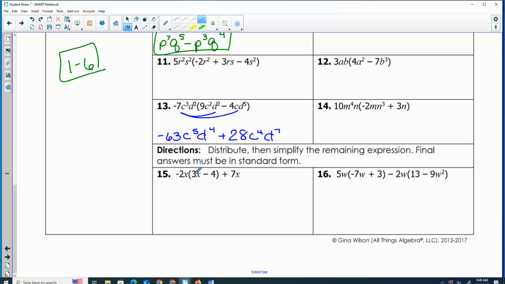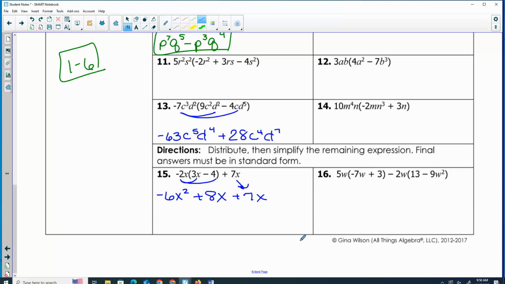So if I distribute, we have our negative 2x times positive 3x. So negative 2 times 3 is negative 6. X times x gives us x squared. Then we have negative 2x times negative 4. So negative times negative makes positive. 2 times 4 is 8, so the x just stays along. That's my multiplication. This 7x, we weren't multiplying it, it's just added on the end, so it just comes down.